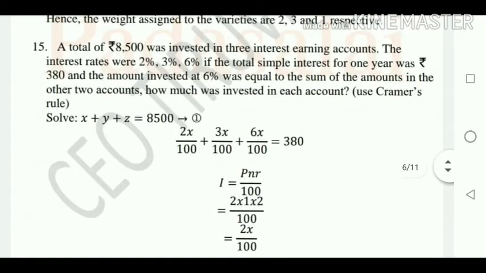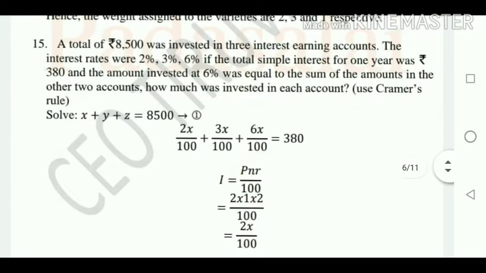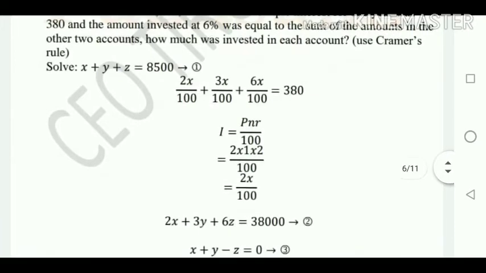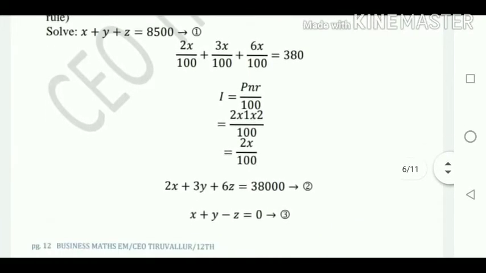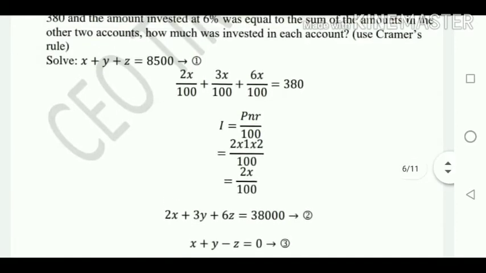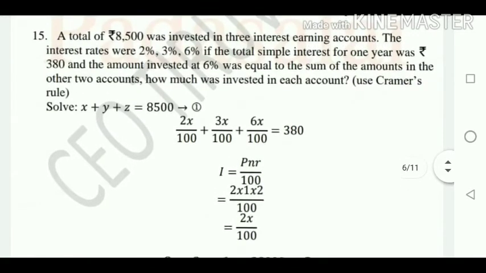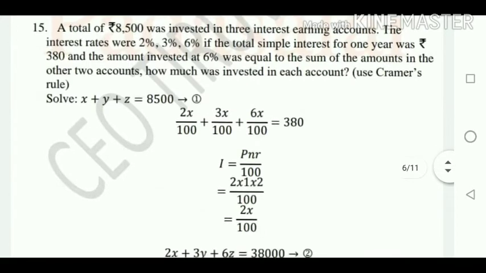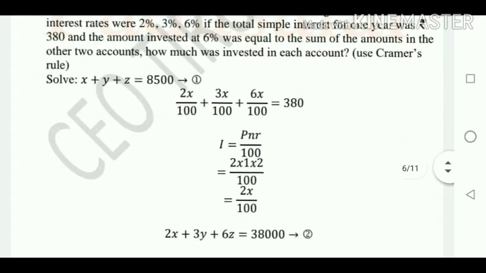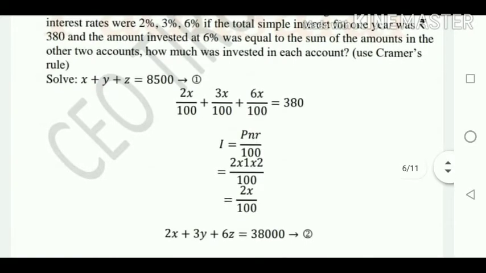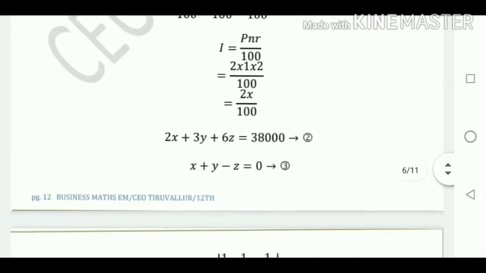The amounts invested at 2%, 3% and 6%, the total simple interest for 1 year was rupees 380. That is (2x plus 3y plus 6z) divided by 100 equals 380. So by multiplying by 100 we get 2x plus 3y plus 6z equals 38,000. Right, here instead of 3x it is 3y, and instead of 6x it is 6z. So for all the terms they are writing x. Okay, first one 2x by 100, 3y by 100, 6z by 100. So you are getting 3 equations.